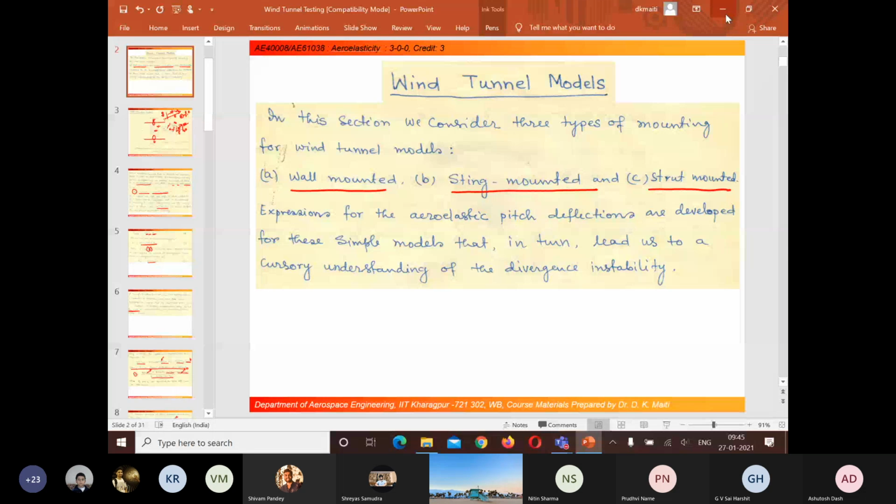It would be nice if you can do an experiment and get some idea about finding the divergence speed of the wind tunnel model, which is mounted on a spring.